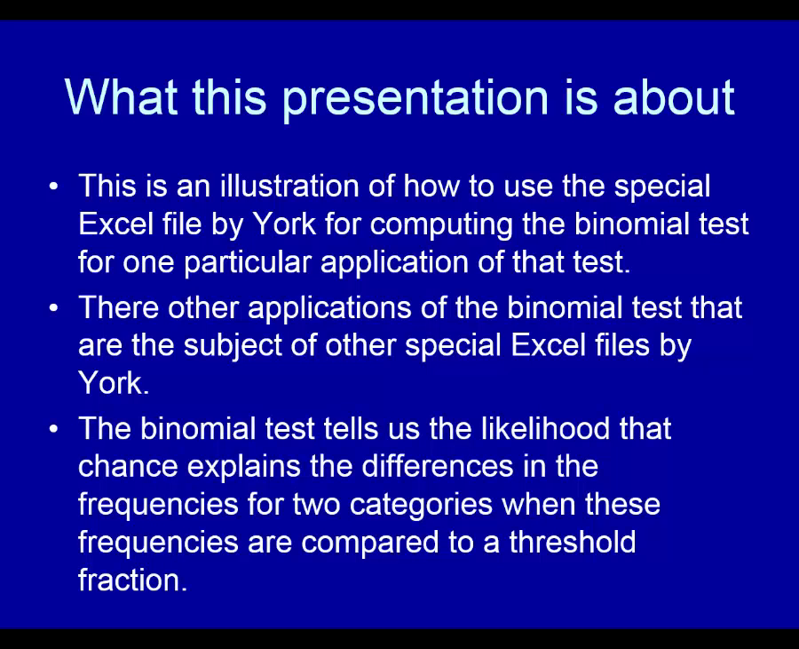The binomial test tells us the likelihood that chance explains the differences in the frequencies for two categories when these frequencies are compared to a threshold fraction. For example, if you have 10 favorable recordings in the treatment period and three that are not favorable, and you're comparing that to a fraction of data of favorable recordings in the baseline period to see if the treatment period had more favorable data than the baseline period.